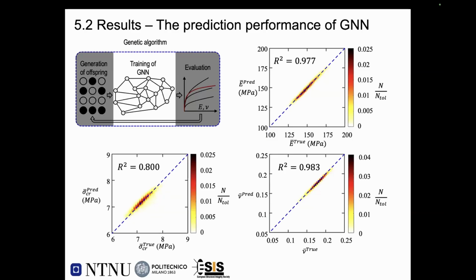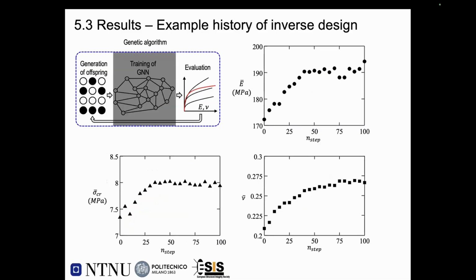And also, this is a preliminary study, so it could be improved later by tuning the hyperparameters of the graph neural networks. But another critical reason is that it has instability and the critical strength is quite close for other cases. Now I want to show you the example history of the inverse design.